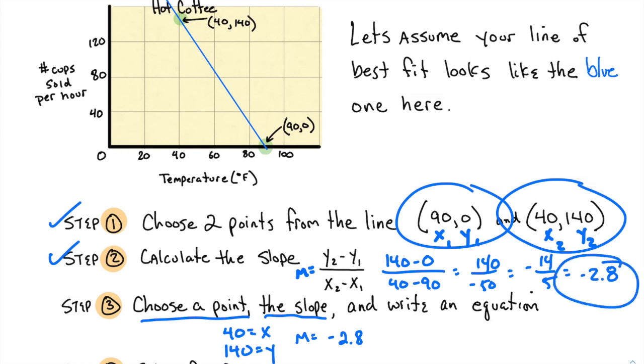And it says, write the equation. Now, write the equation in y equals mx plus b form. So watch what I mean by that. Y equals mx plus b is slope-intercept form in a linear equation.